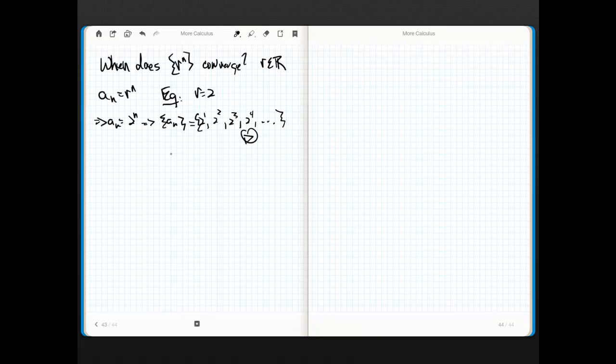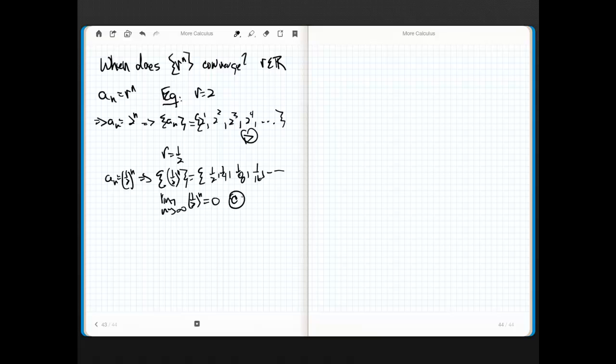How about r equals half? Well, then a sub n equals 1/2 to the n, which implies that the sequence created by a sub n is 1/2 to the n, which is equal to 1/2, 1/4, 1/8. Hey, now we're making some progress, aren't we? The limit as n goes to infinity of 1/2 to the n is equal to 0, and therefore it converges.